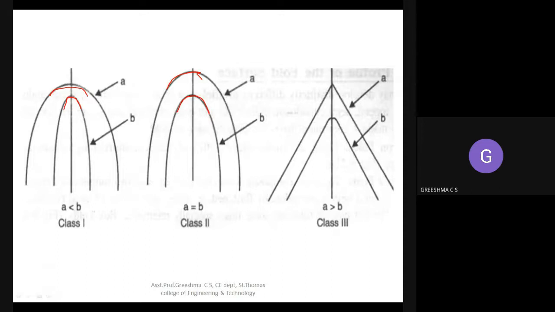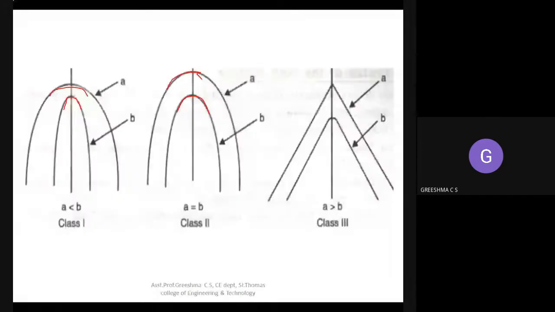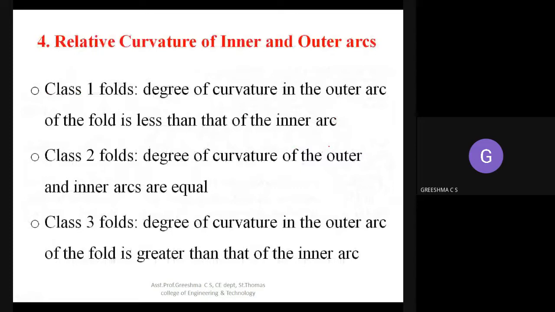If you go to class 3, the degree of curvature of the outer arc is greater than the inner arc. That means here, what is happening? This is the outer arc, so the outer curvature is more than that of the inner curvature. So that is classified into class 3. Okay, so that is relative curvature. That's the classification based on the curvature of outer arcs and inner arcs.